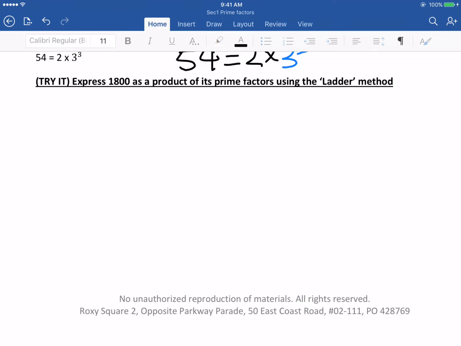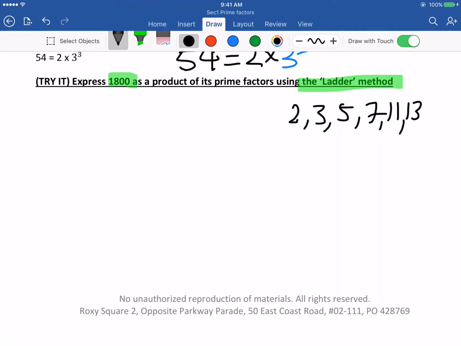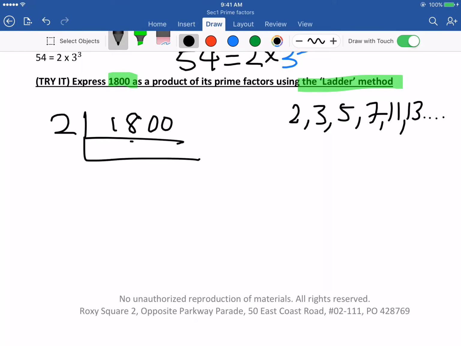So the next example, I want you to try to express 1800 as a product of its prime factors using the ladder method. That's the method I recommend. Let me start a few steps, then you continue. First step, remember, write down the first few prime numbers to help you: 2, 3, 5, 7, 11, 13, and so forth. Draw this first. 1800. Can 1800 divide by 2? Yes. So use a calculator. 1800 divided by 2 is 900. Can 900 divide by 2? Yes, it becomes 450. The rest, I want you to do it yourself.